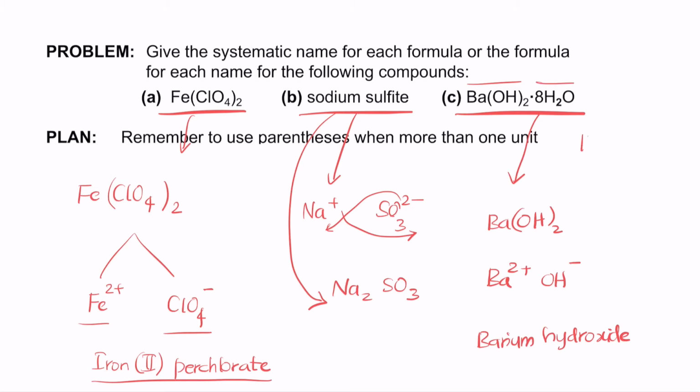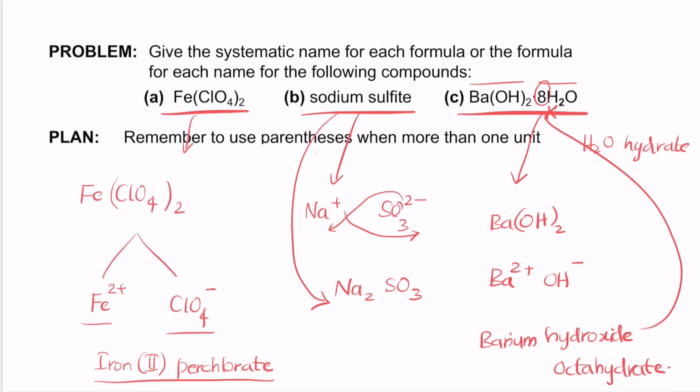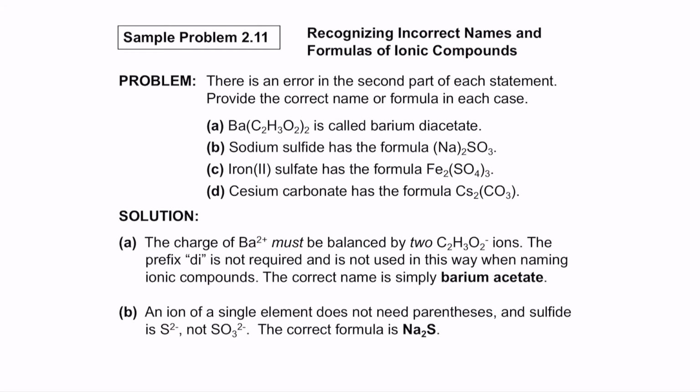So H2O is generally written as hydrate. There are 8 of them, so it becomes octahydrate. So barium hydroxide octahydrate is the name for this compound. This is how you can name the compound. So try this exercise here. They're asking you to recognize incorrect names and formulas, whether the formula is wrong or the name is wrong. Try it on your own and see if you can recognize if there is any problem with that.